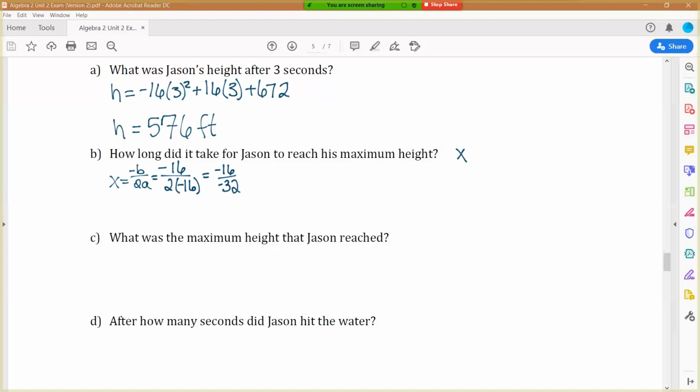So -16 divided by -32. A common mistake here is to tell me that the answer is 2. It is not. So it's technically 1/2, but since I'm going to plug it back in using my calculator, I'm going to use 0.5. Yep, seconds. So Jason reaches his maximum height in 1/2 a second, which means when he jumps, he's only going up for 1/2 a second before he starts coming back down.